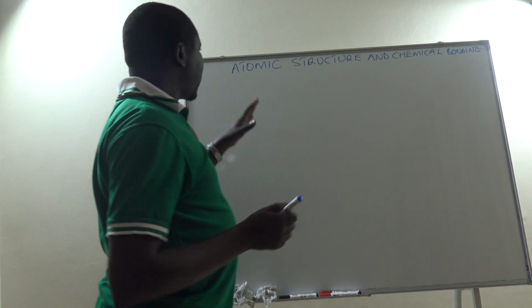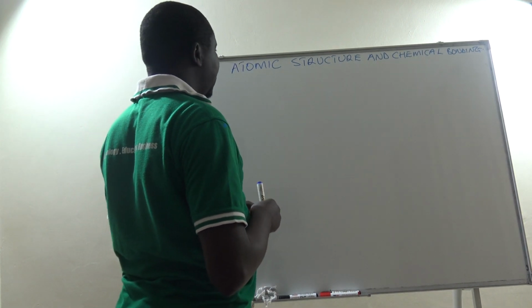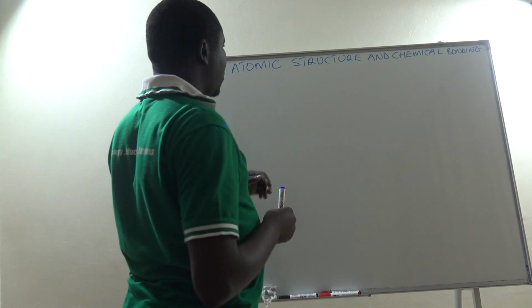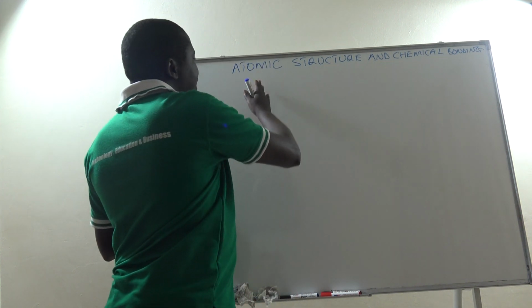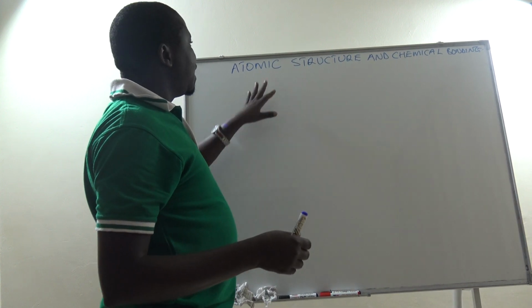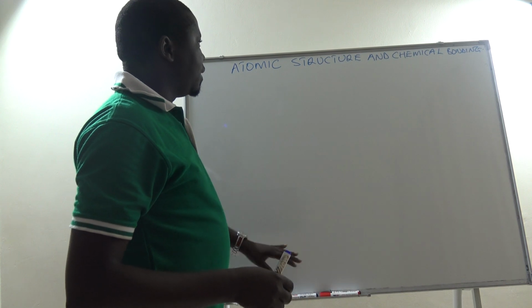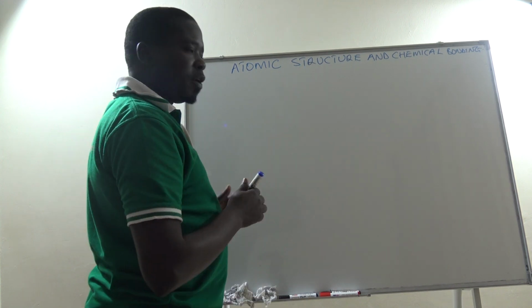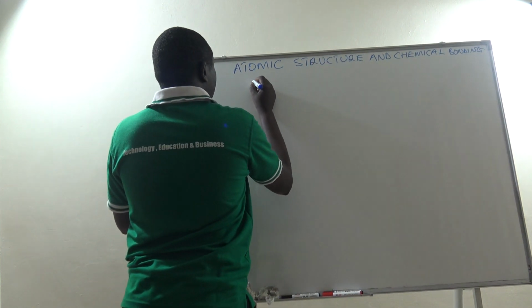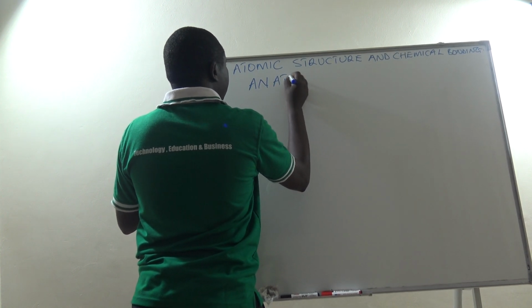So, we are talking of atomic structure and chemical bonding, and in this case, we are going to start by looking at what we call an atom. Then we look at its structure and other things will follow. We shall have a deep look at what we call an atom. Then we shall also look at what we call chemical bonding. So, let us see what we call an atom.